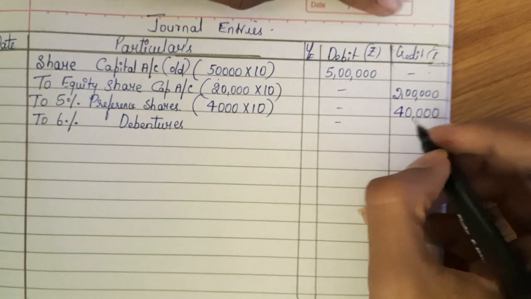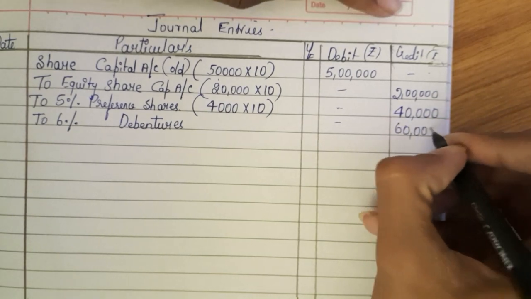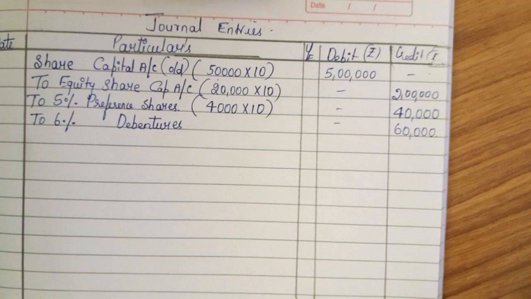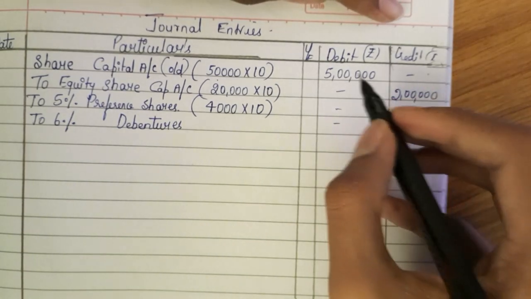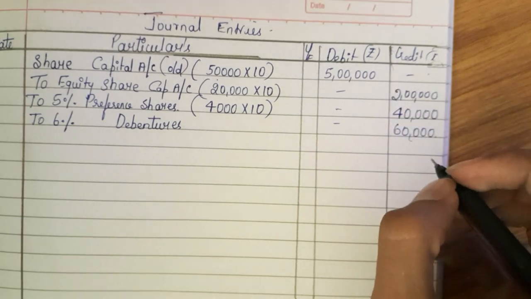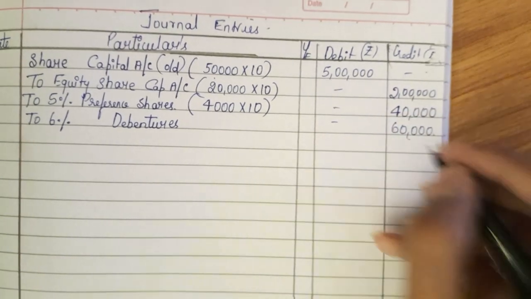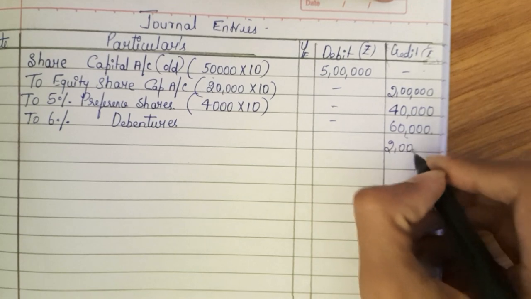It is 60,000. Now subtract 2,40,000 and 60,000 from 5 lakh. You will get a difference amount. That difference amount is 2 lakh.